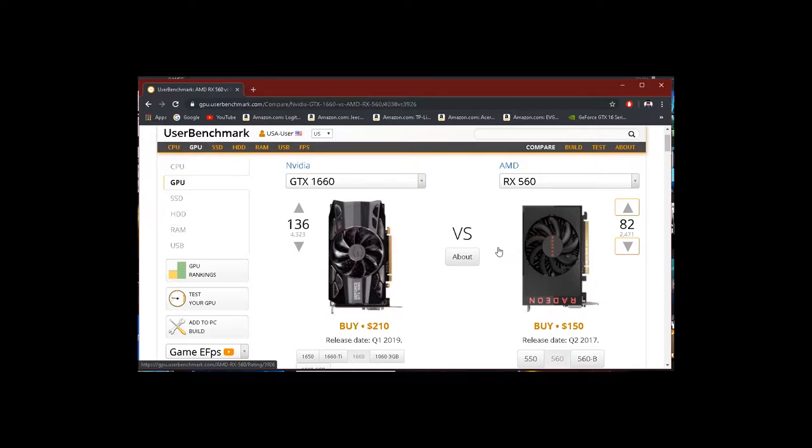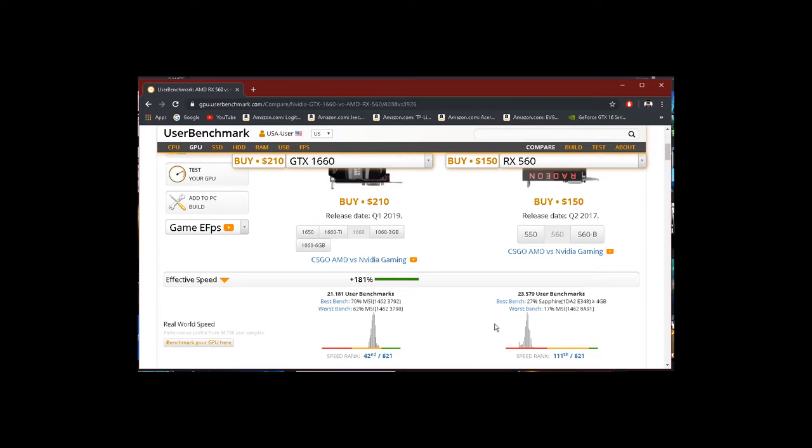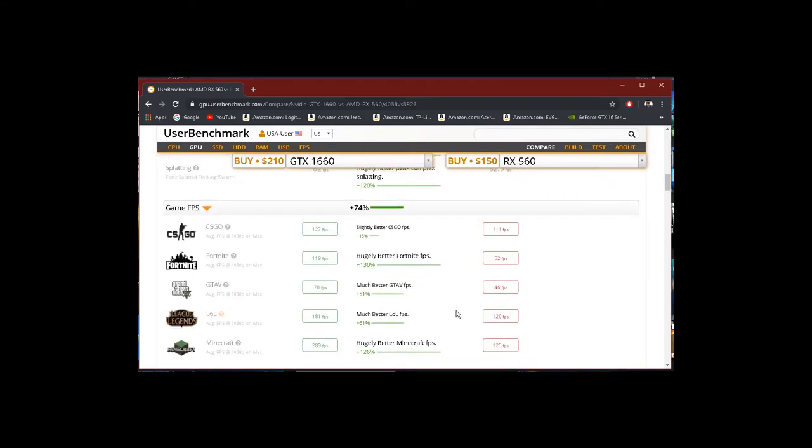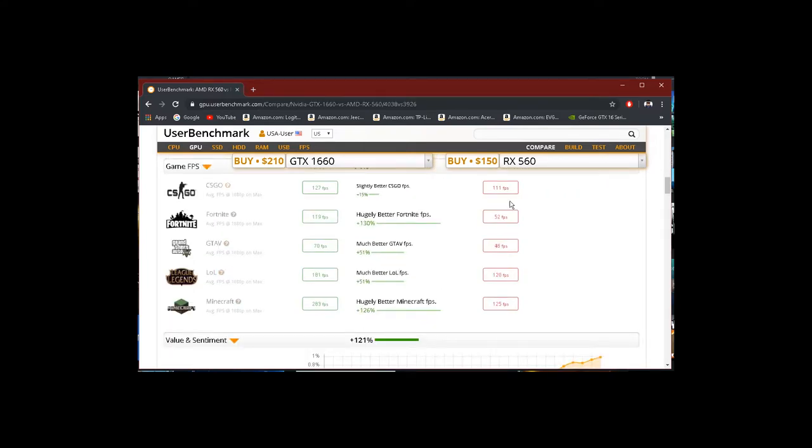Alright, so we're back. And this is the benchmark to see the difference between the GTX 1660 and the RX 560. So, by the way, these prices are actually a little bit off. 1660s usually go for $230 to $260, depending on the model. And the RX 560 is much cheaper than that. Now, on Amazon, they're about $80, but that's not really worth it. You can get them for like 50 to 60 used because they're quite old.